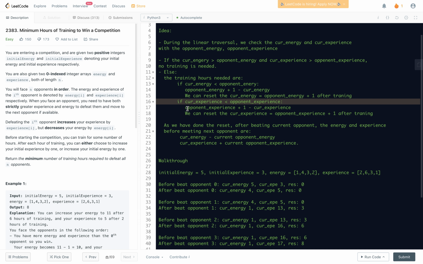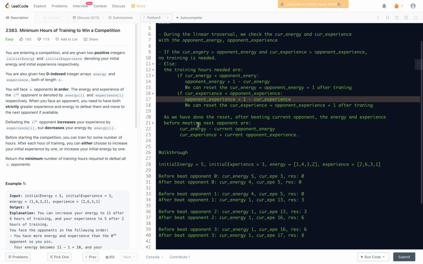Another source of training hours is the following. If the current experience is less than the opponent experience, we need at least opponent experience plus 1 amount of experience to be able to beat the current opponent. So the number of training hours is opponent experience plus 1 minus the current experience. After we check each of the if conditions, we can reset the current energy and the current experience to the corresponding amount of the opponent, plus 1.